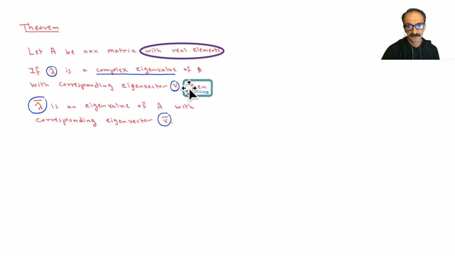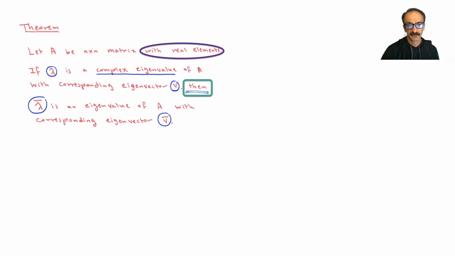Once you find the vector v that corresponds to this lambda, you don't have to worry about finding the vector v for lambda conjugate. For my example, 3 plus 2i and 3 minus 2i: if you find the vector that corresponds to 3 plus 2i, you don't have to look for the vector that corresponds to 3 minus 2i. You just take this vector, apply the conjugate to it, and you're done.